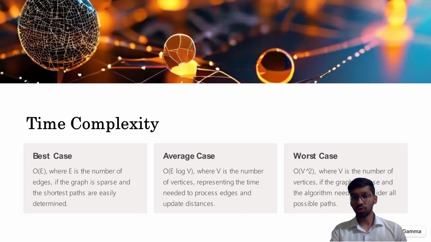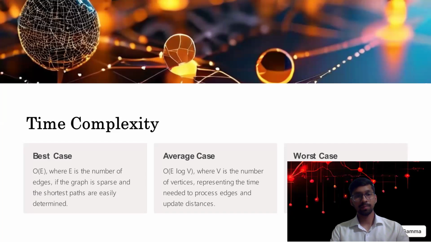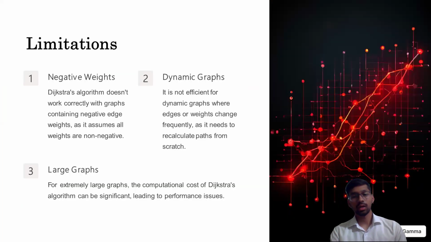Then the worst case is O of V squared, where V is the number of vertices. If the graph is very diverse, then the worst case can apply. So then limitations of Dijkstra's algorithm. The limitation is that negative weights can't be there.